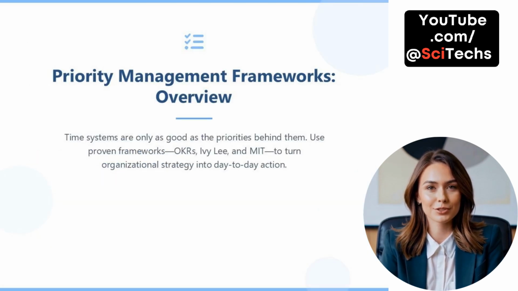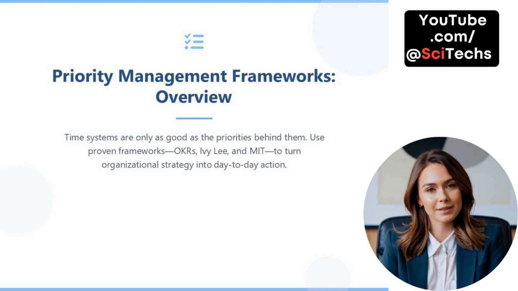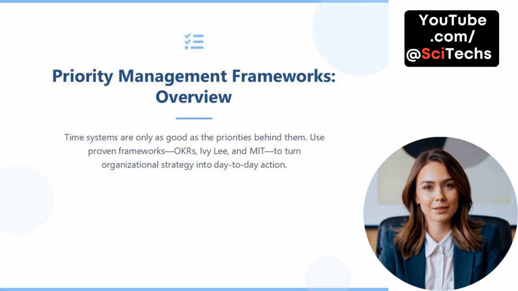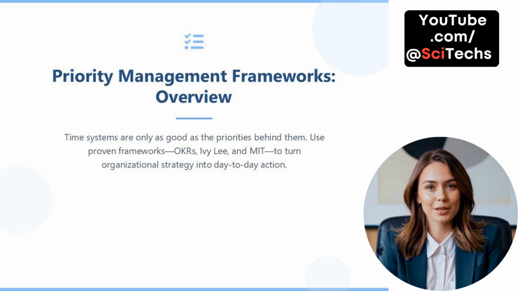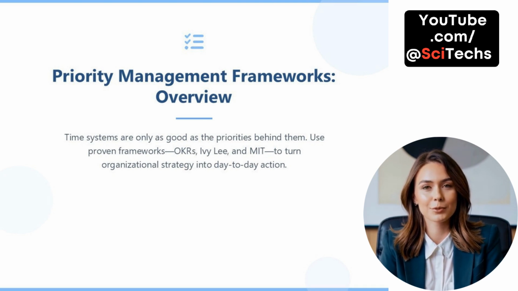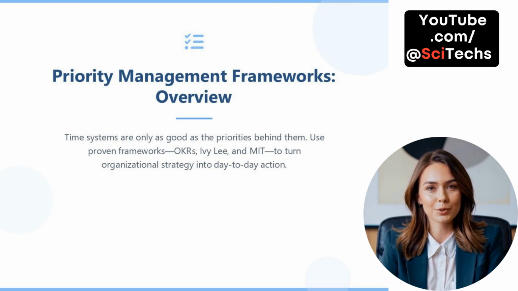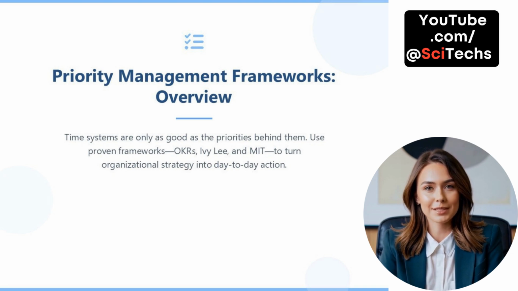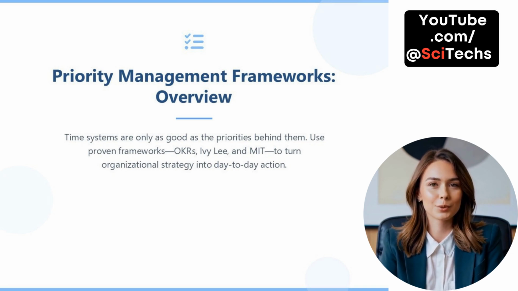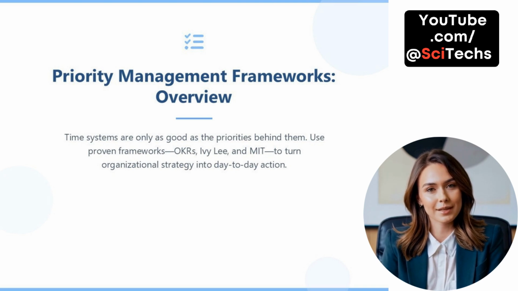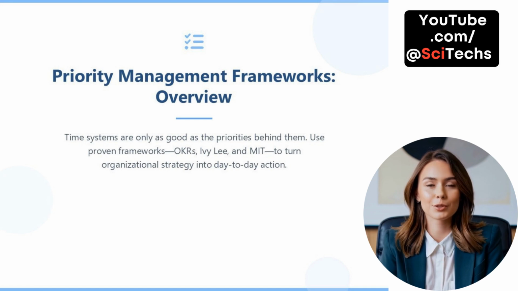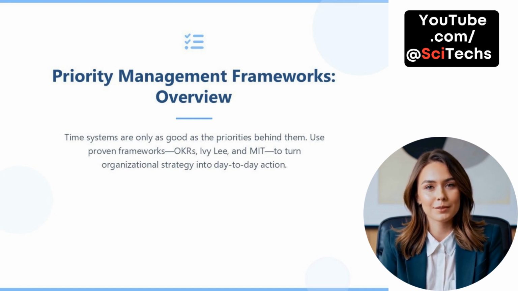Priority management frameworks. Overview. Time management systems are only effective if they're backed by clear priorities. It's not enough to be organized. You have to be organized around the right things. That's where priority management frameworks come in. These frameworks help translate high-level strategy into actionable daily choices. Three of the most effective are OKRs, the Ivy Lee method, and the MIT, or Most Important Task strategy. Each offers a unique structure for making sure your time reflects your most important goals.